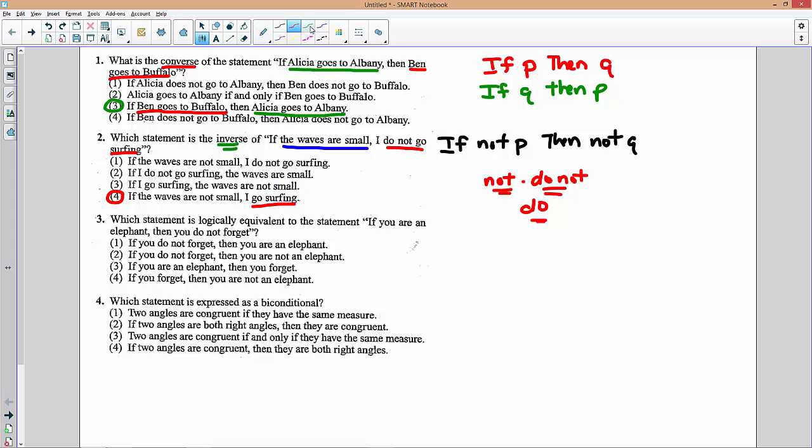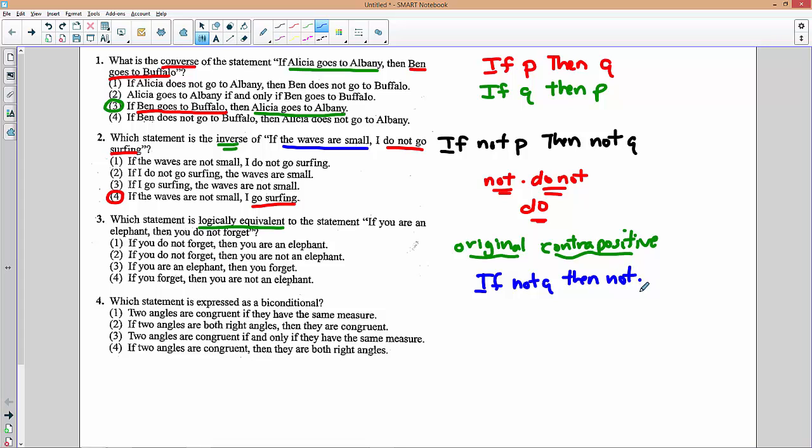Okay, 3, which statement is logically equivalent? So this happens when we have a contrapositive, right? So original, and the contrapositive. These two are logically equivalent, which just means if one's true, the other one's true, and if one's false, the other one's false. So we're looking for the contrapositive of if you are an elephant, then you do not forget. Remember, contrapositive is if not Q, then not P.